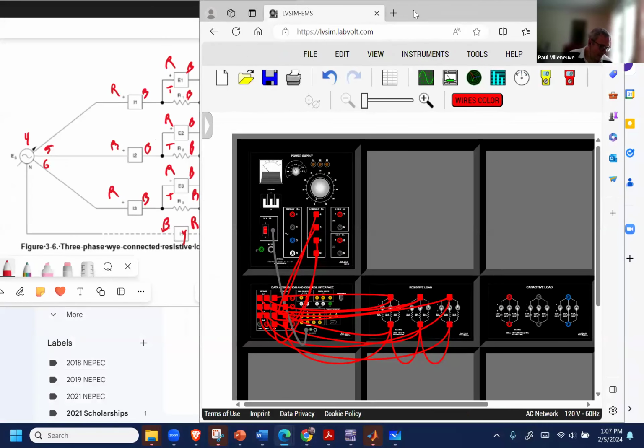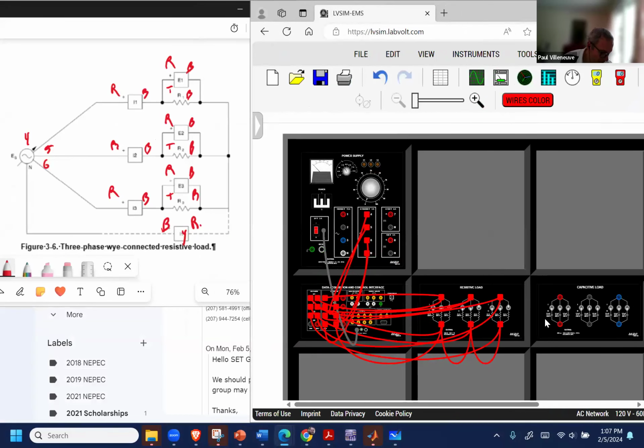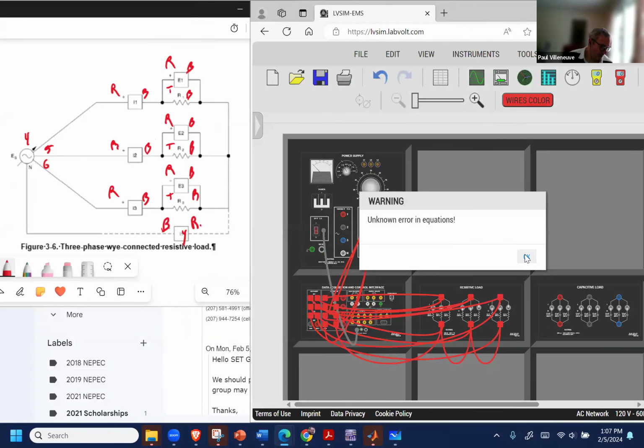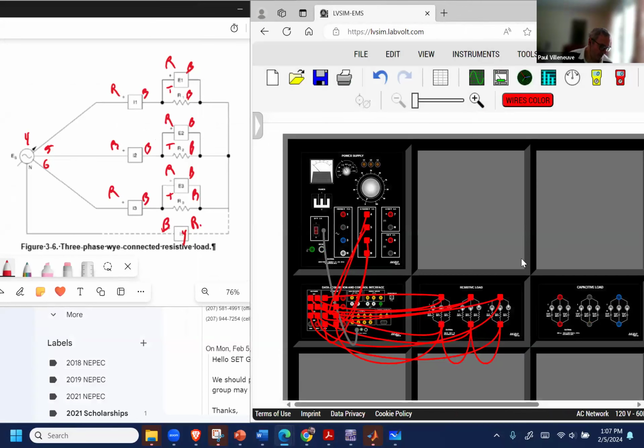I went ahead and included the capacitor module. You actually don't need it. I don't actually need my capacitor load as of yet. But what I do need is my resistor load and my module here, and then my power supply over here. So we have to turn that on, and then we're going to flip our power supply.